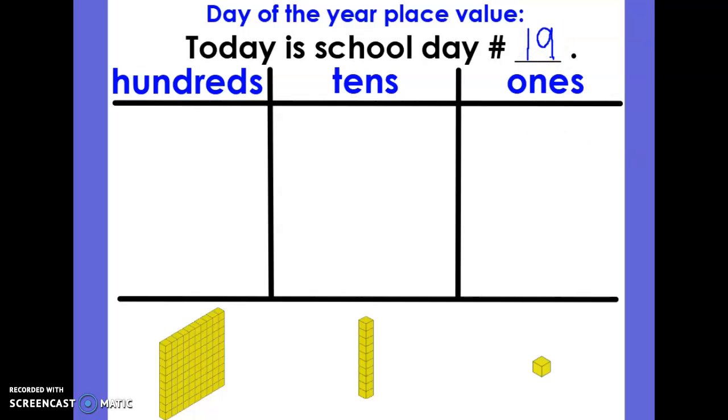If I look at my tens, I see I have 1 ten. And how many ones do I need to take out? 9. So let's count them. 1, 2, 3, 4, 5, 6, 7, 8, 9. So now I've represented the number 19 in our base 10 blocks, which is how many days we've been in school so far.